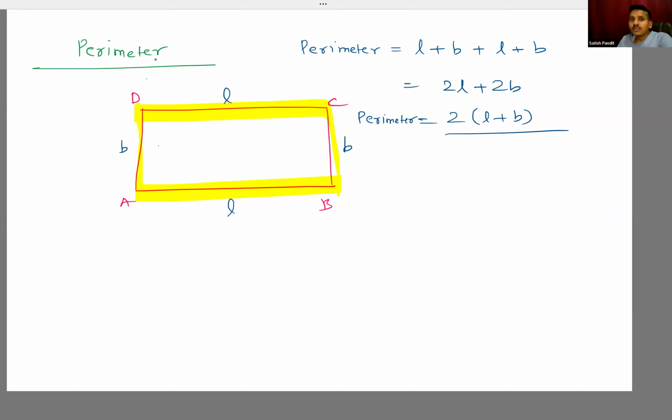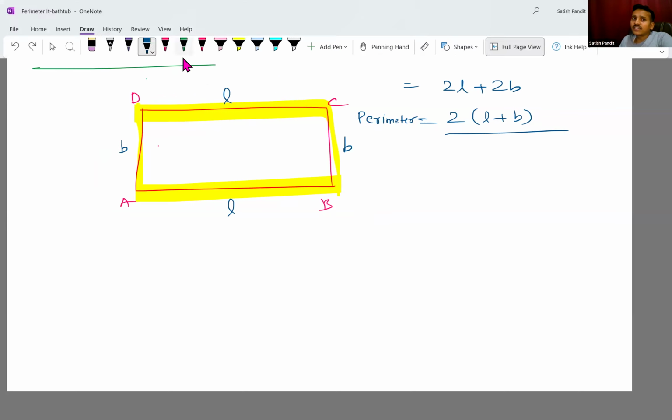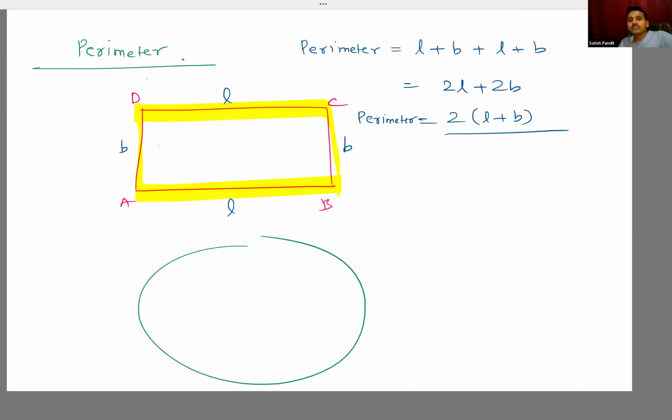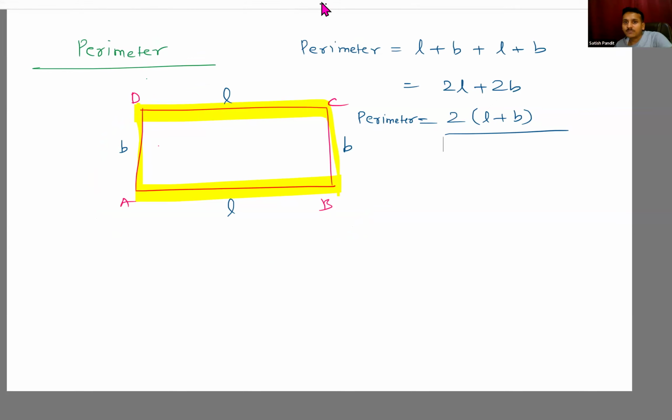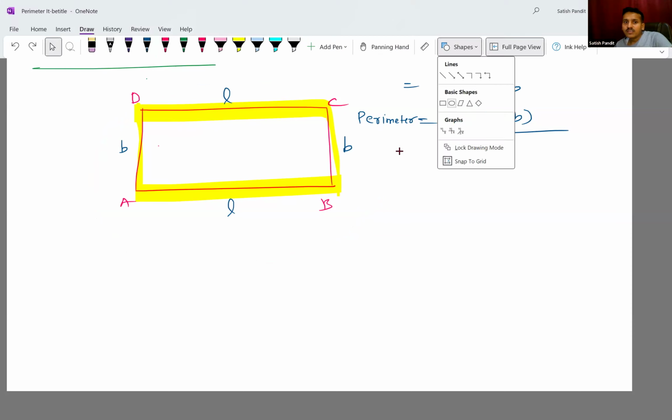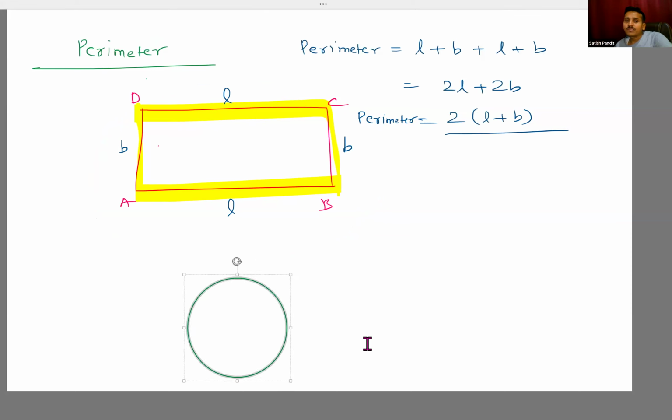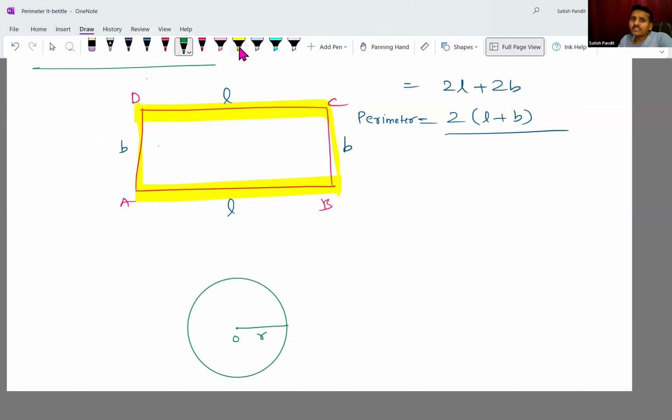Okay? Now, in the case of a circle, suppose I have a circle. Let me draw a circle properly using these shapes which I have. So a circle will have a center. It will have a radius. I can put small r, capital R, that is totally up to you. I'm putting small r. I have a circle with center O and radius small r. See, perimeter of a circle means what? The length of the boundary here.